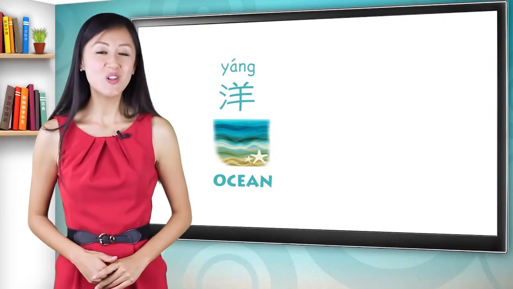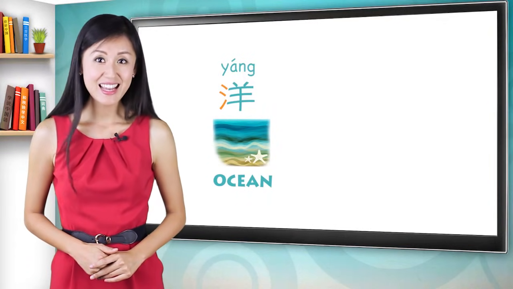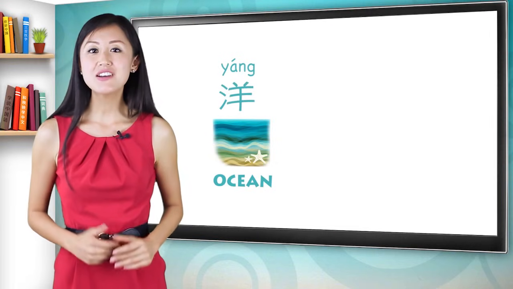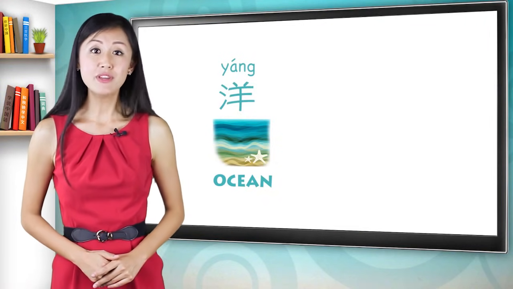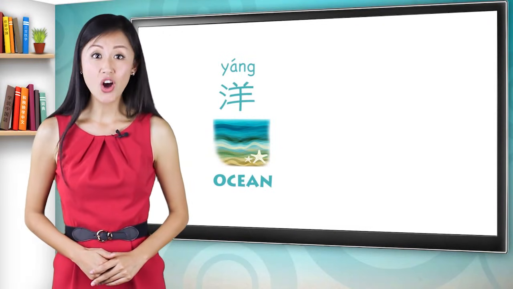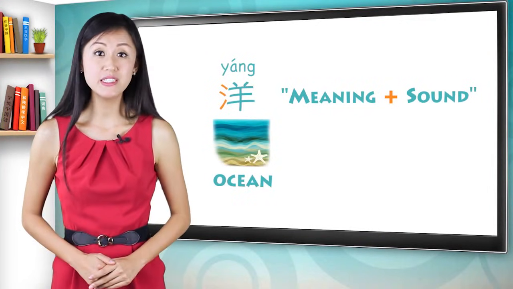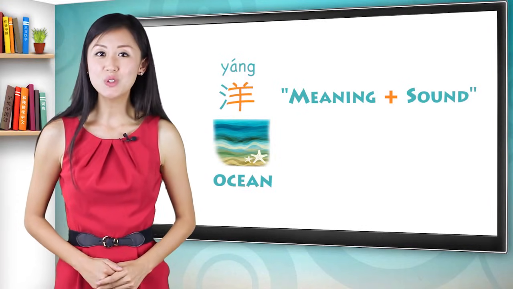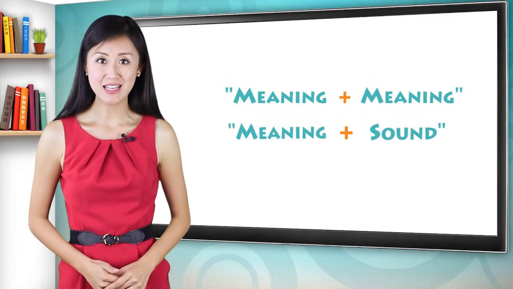So now we have the ocean character, with the water component on the left hinting the meaning and the sheep component on the right to hint the sound. This turned out to be a really great way to form new characters. We have lots of characters like this in Chinese, and I call them meaning plus sound characters because they have one component that gives you a clue about what it means and another component that gives you a clue about how to pronounce it.